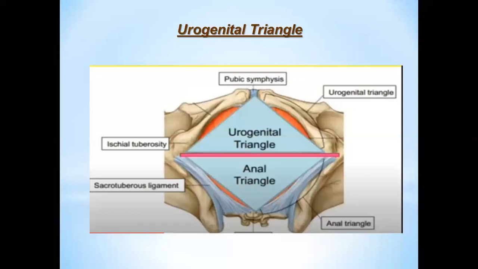So now, next we have two triangles that we need to understand. The first one is the urogenital triangle, that is known as the anterior triangle as well. You can see here a very clear diagram. This is the pubic symphysis. This is the coccyx bone. This is the ischial tuberosity. This is a small part. This is the sacrotuberous ligament. This whole posterior area is the anal triangle. The front or anterior part is the urogenital triangle.